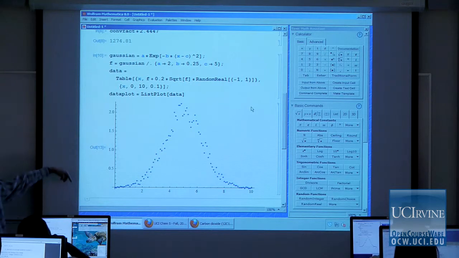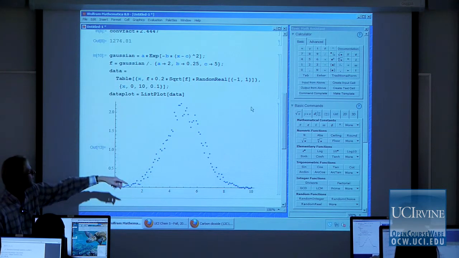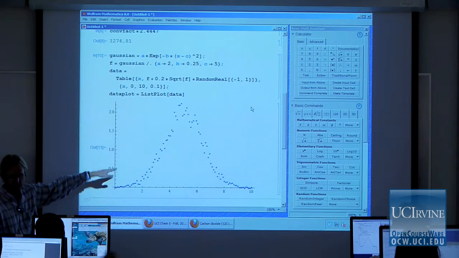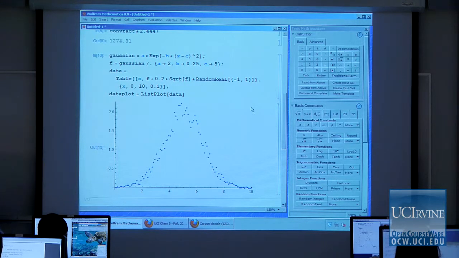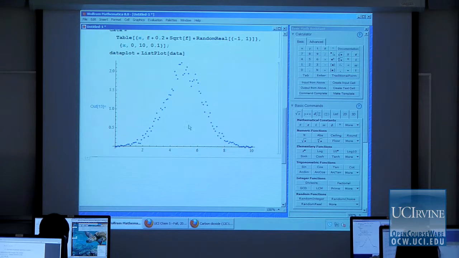All right, so now you see something that looks kind of like a Gaussian function, right? It's a bell curve, except it's got noise on it, and we created that noise. But it might be data that you would have measured in some experiment. All right, so now we're going to fit that using nonlinear least squares fitting.